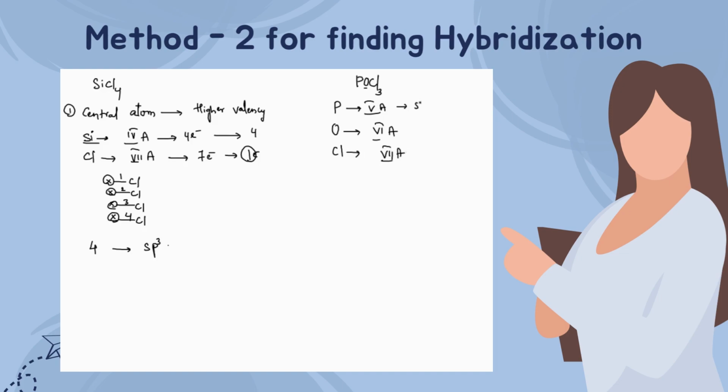This has got 5 electrons as valence electrons. This has 6 electrons in the outermost shell. This has 7 electrons in the outermost shell. But the valency here is 5, valency here is 2, valency here is 1. Usually the valency can be 3 or 5 in the case of phosphorus. So obviously phosphorus has greater valency compared to oxygen and chlorine. So that is our central atom.